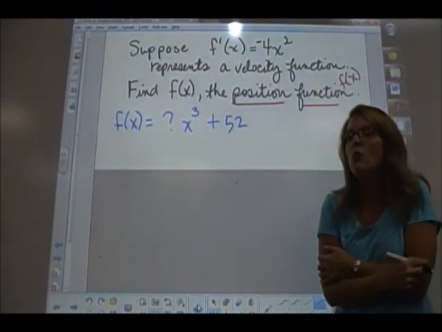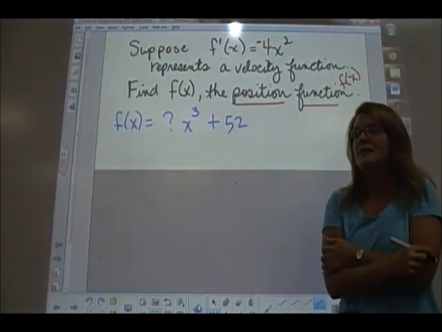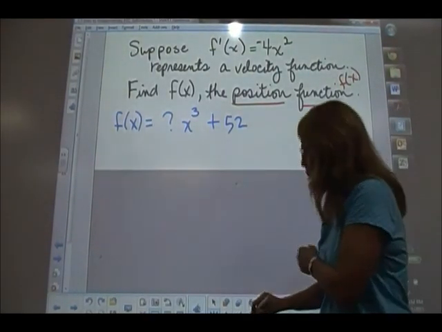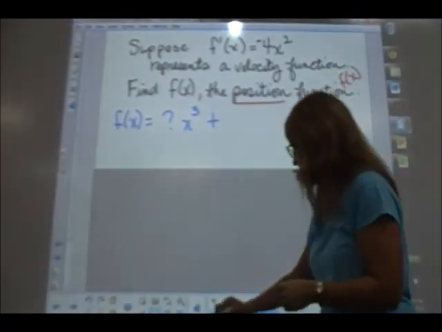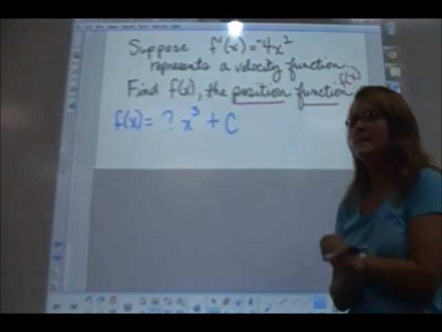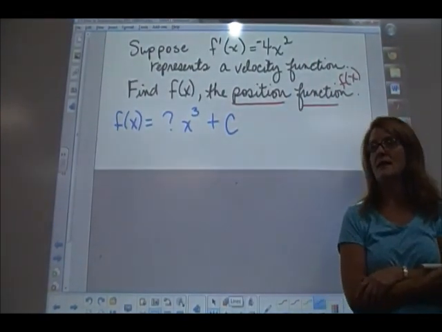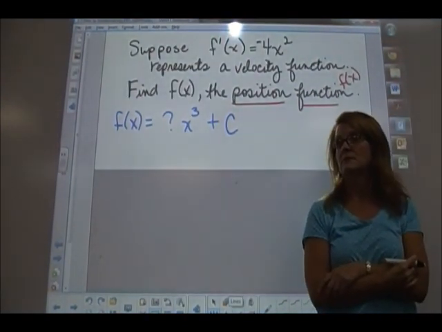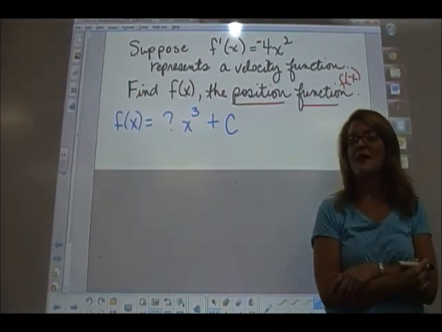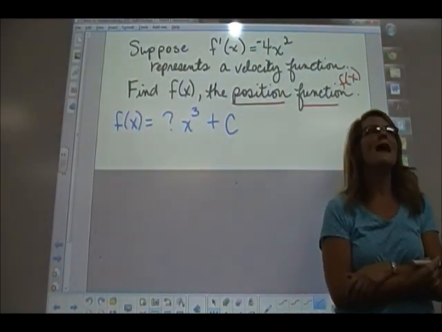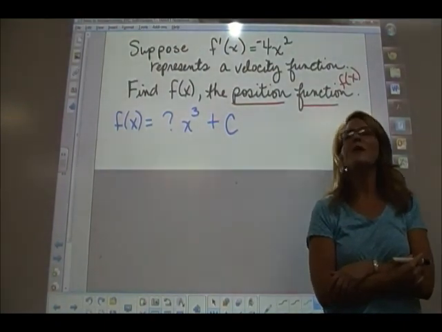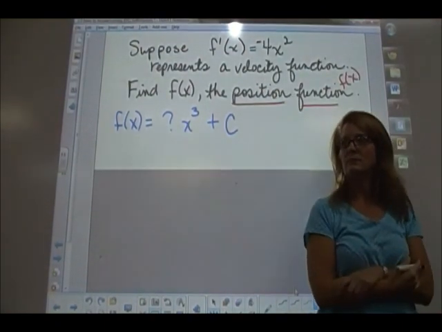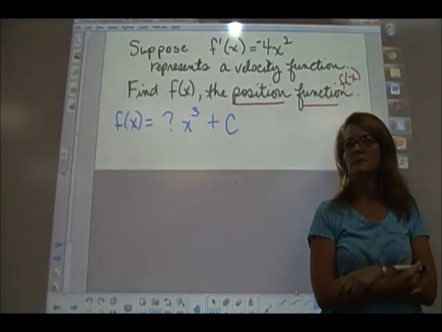You're right. We don't know what the constant is. That's why, wait for it, C. We let that constant be called C, because it could be anything. We don't know what that constant is. We have no idea how far away we started, but we know what the movement was.